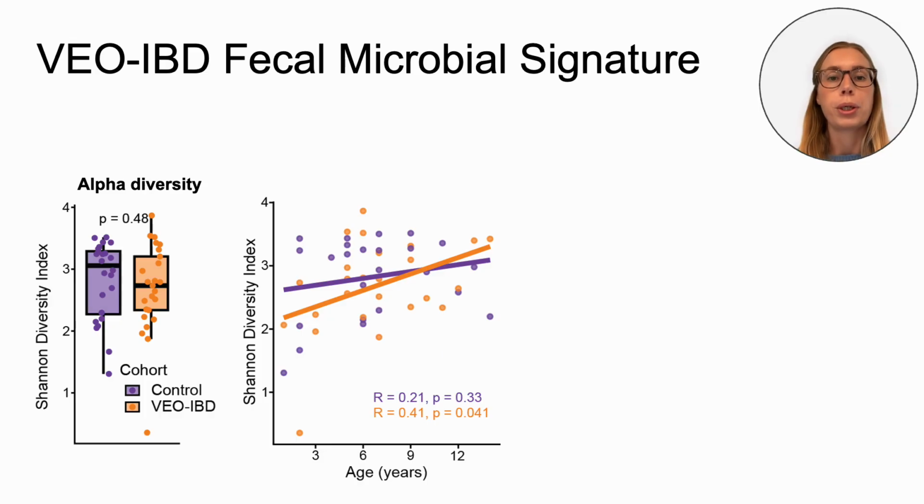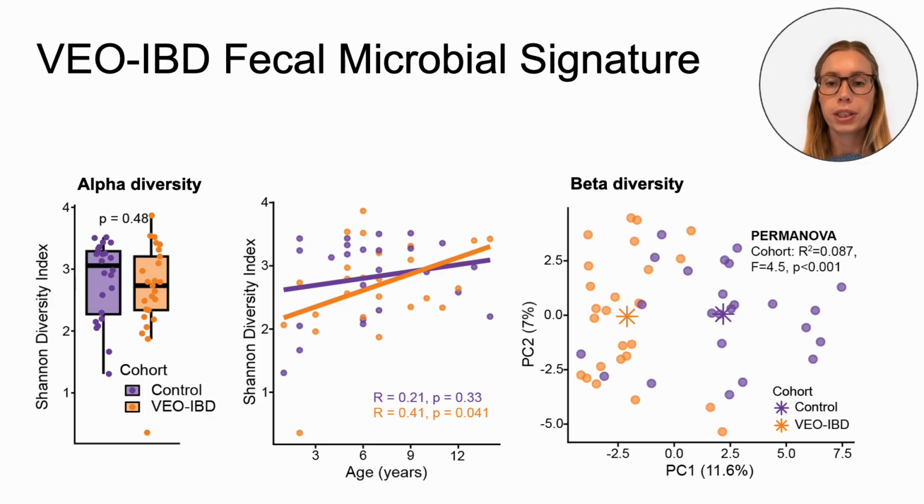So moving over to the microbiome, we did not find any difference in alpha diversity between the VEO-IBD and the healthy, which was a bit surprising. However, when we are taking age into account, we do see a moderate positive correlation between age and the Shannon diversity index for the VEO-IBD group, but not for the control group. And we do think that maybe a prolonged exposure to chronic intestinal inflammation and also maybe the medications they're using are delaying microbial diversification.